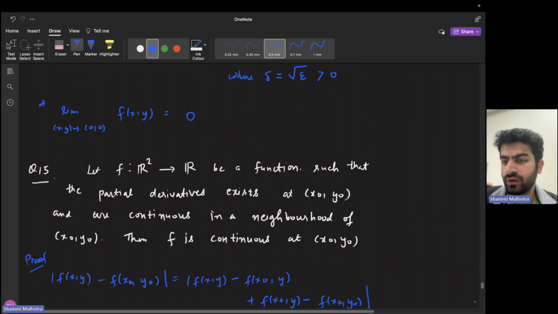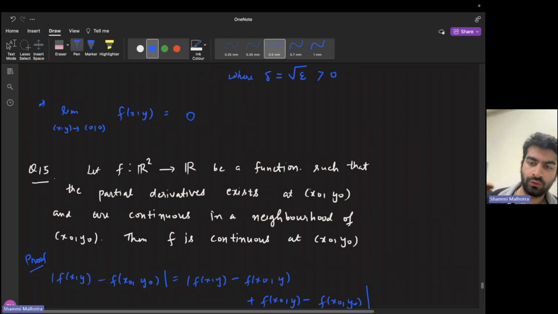But one thing which you would like to see in this last question is that if the function has partial derivatives that exist in the neighborhood, and not only that, we have the continuity of the partial derivatives, then we can ensure that the function is continuous at that particular point. So the question is, if we also assume that the partial derivatives are continuous in the neighborhood, we will get the continuity of our function at that particular point.